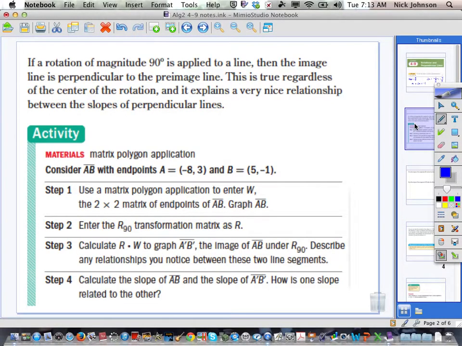It says, if a rotation of magnitude 90 degrees is applied to a line, then the image line is perpendicular to the pre-image line. This is true regardless of the center of the rotation, and it explains a very nice relationship between the slopes of perpendicular lines. So I'm going to take you to the next slide to walk through this activity.